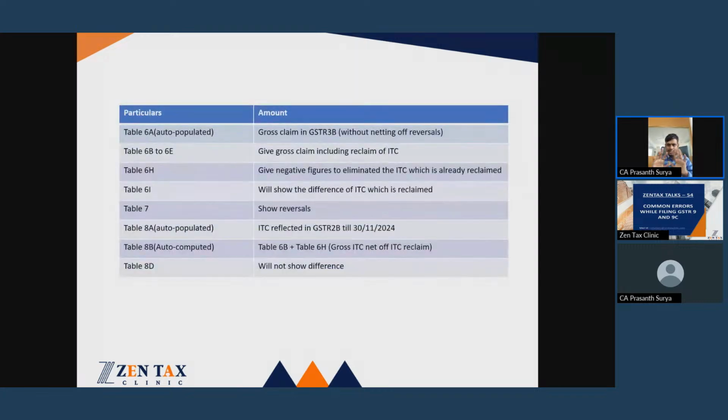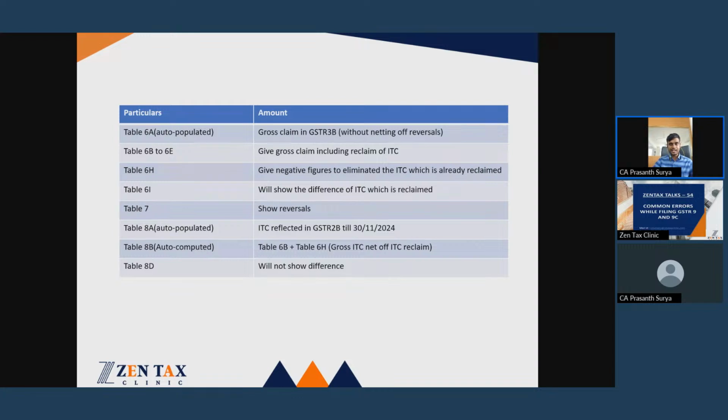So I have summarized this too in a table. The intention of the department is to compare the gross ITC in GSTR 2B with the gross ITC that we have reported in table 4. So table 8A and 8B will both only have gross ITC.